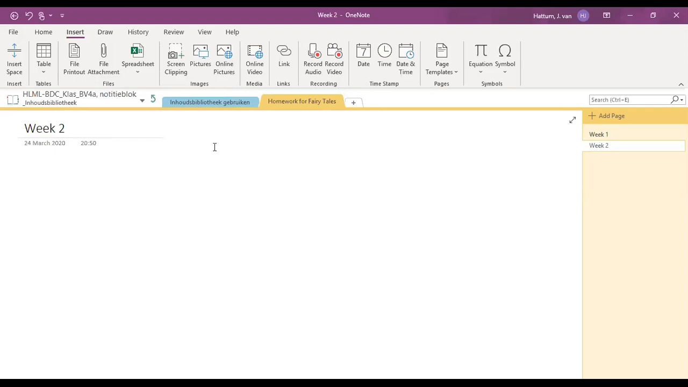And you can reach that by opening the OneNote, opening the notebook in Teams. And if you open that one, you'll see, hopefully very quickly, that you've got your own notebook there as well with all kinds of tabs. And there's an in-house bibliothèque that I've shared with you.